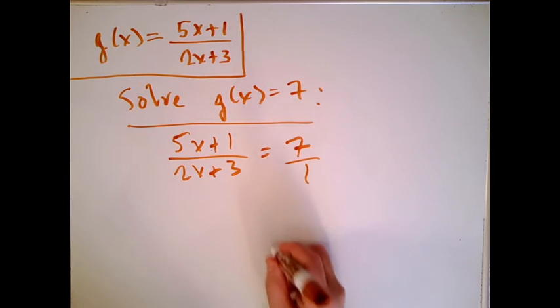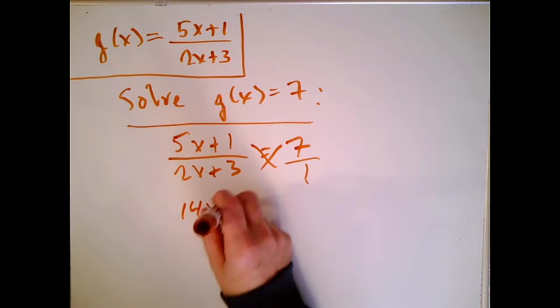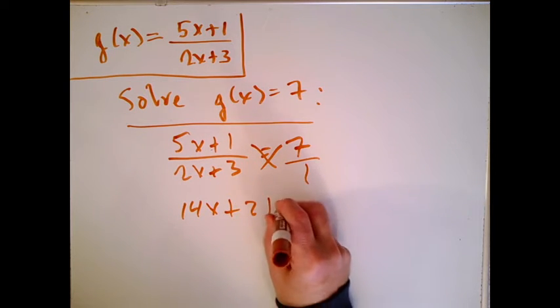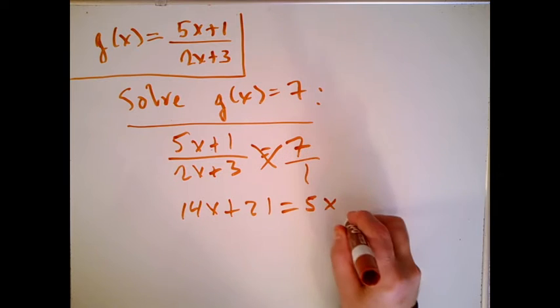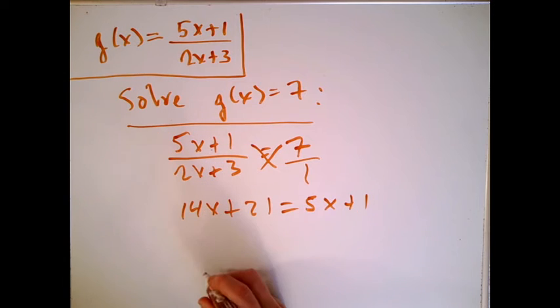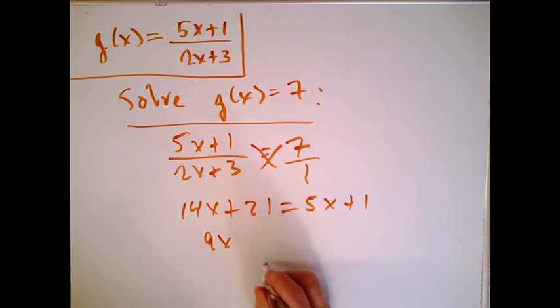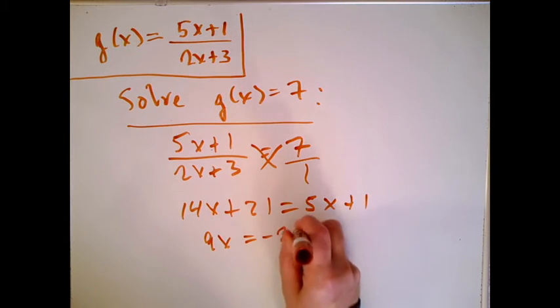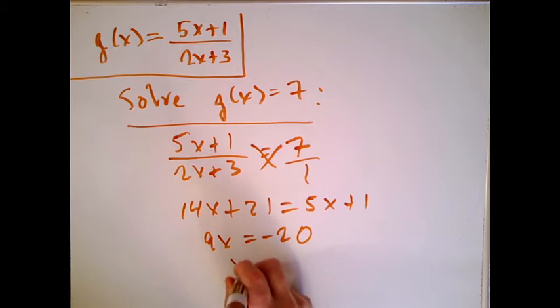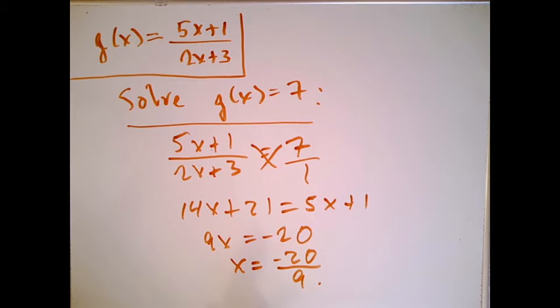We put a little 1 here and then we cross multiply. So I'm going to get 14x plus 21 equals 5x plus 1, like that. I think I'm going to throw the 5x over here, subtracting 5x from both sides. I'll get 9x over here. And then subtracting 21 from both sides, I'll get negative 20 over here. And then dividing both sides by 9, I'll get x equals minus 20 ninths. And that is the correct x value that we need to plug into here in order to get 7.